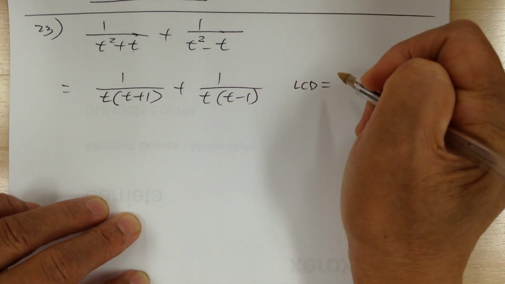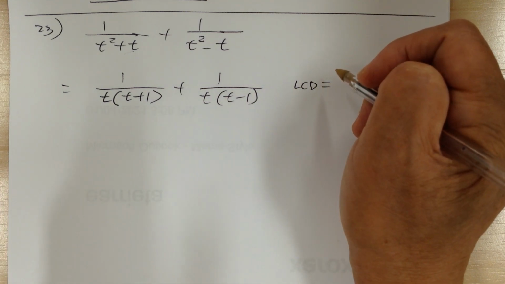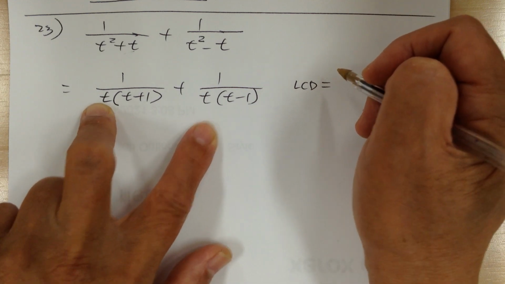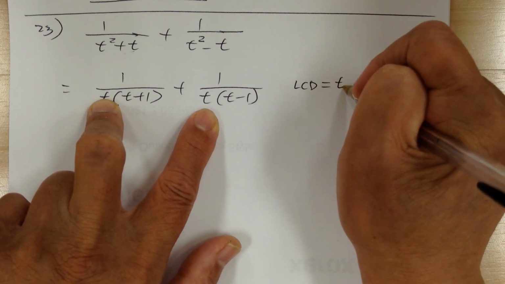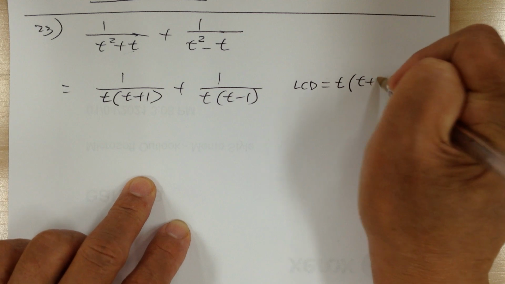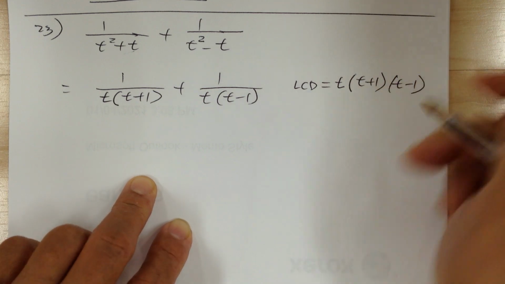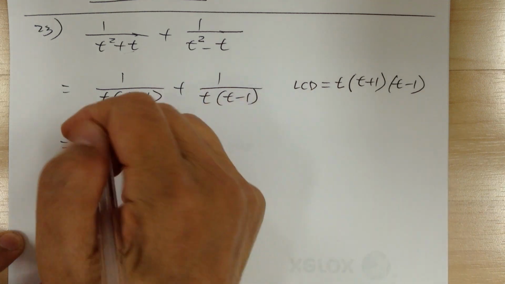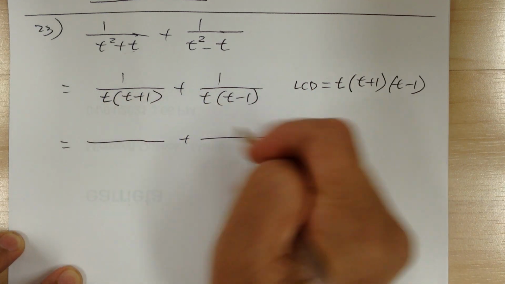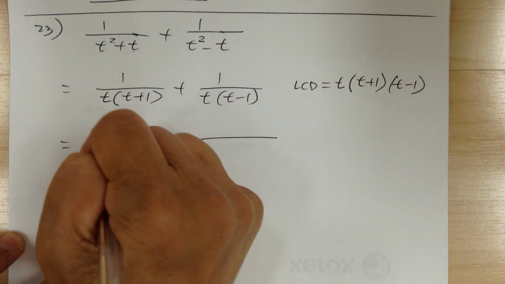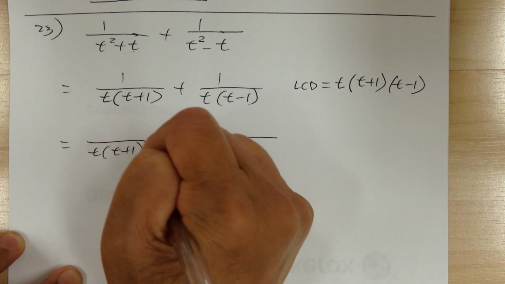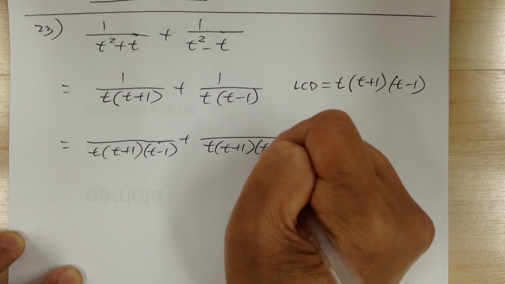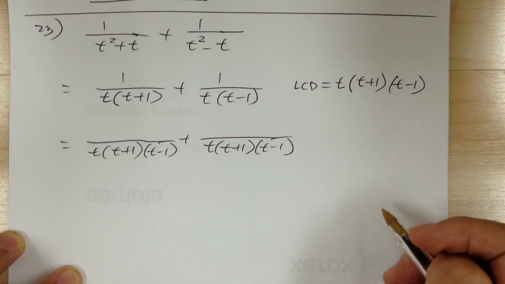So your LCD would be, okay, go down the list: number, alphabet, group. There's no number. The alphabet is t, and the group would be t plus 1, t minus 1. After you get your LCD, step 2 is to put the LCD down here, so it would be t plus 1, t minus 1, t plus 1, t minus 1.